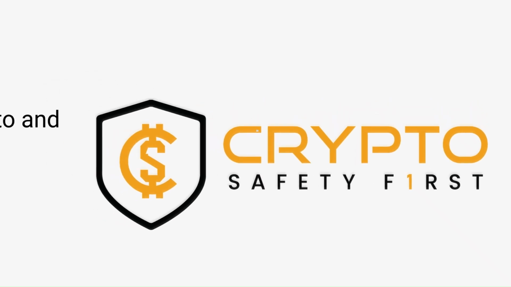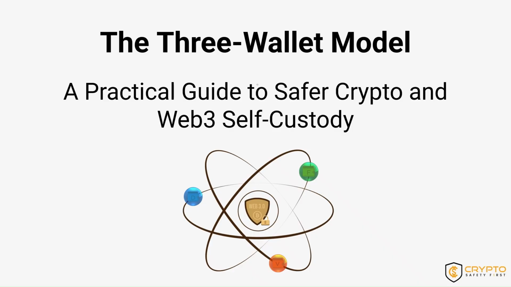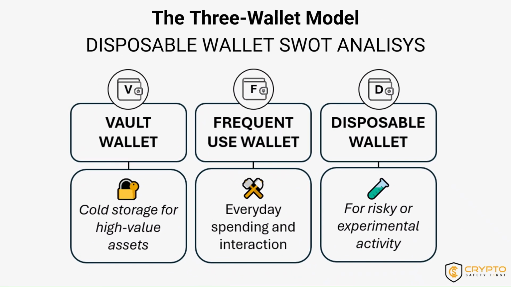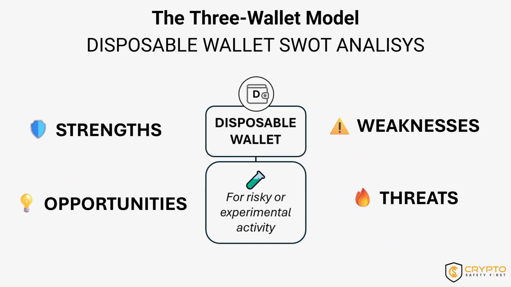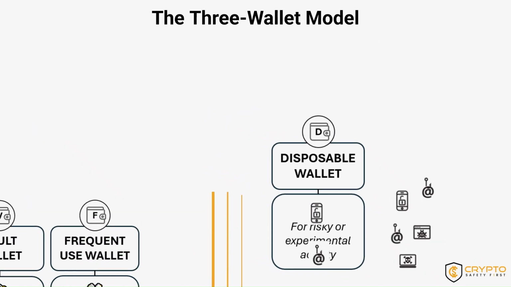Welcome back to the 3 Wallet model, your trusted framework for protecting and managing your blockchain-based assets safely and responsibly. In this video, we'll focus on the disposable wallet, your protective buffer for high-risk or temporary blockchain interactions, through a strengths, weaknesses, opportunities, and threats analysis. By understanding these factors, you'll learn how to minimize exposure, contain potential damage, and safely explore the decentralized world.